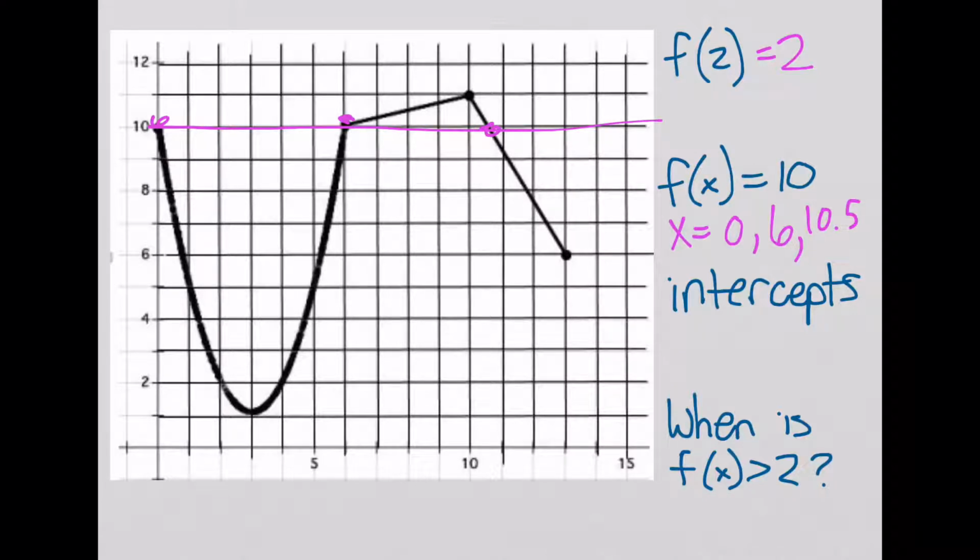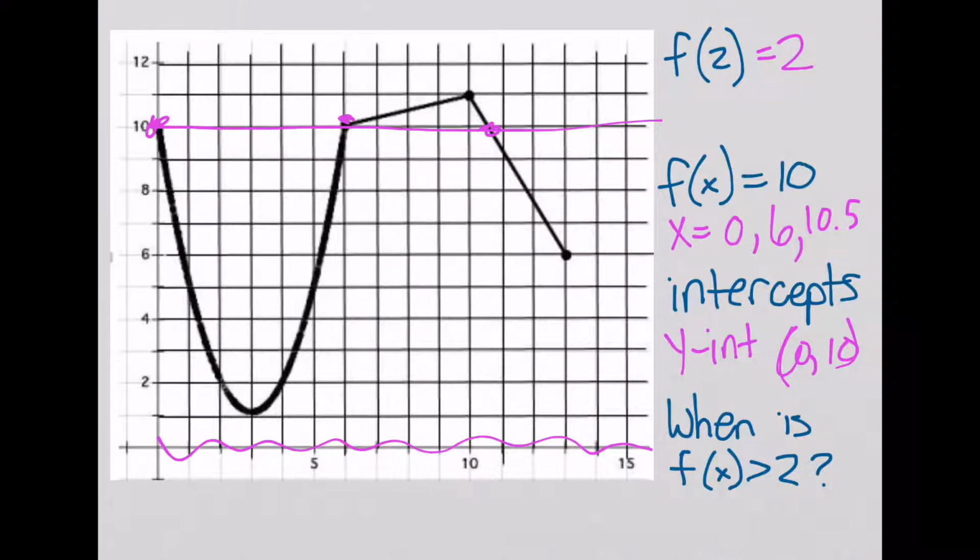Now, there are no x-intercepts on this function because it never hits the x-axis. So when it says, what are the intercepts, there are no x-intercepts, but you can give the y-intercept. That is the place where it crosses the y-axis, which is at 0, 10. Yikes. Good luck reading my handwriting.